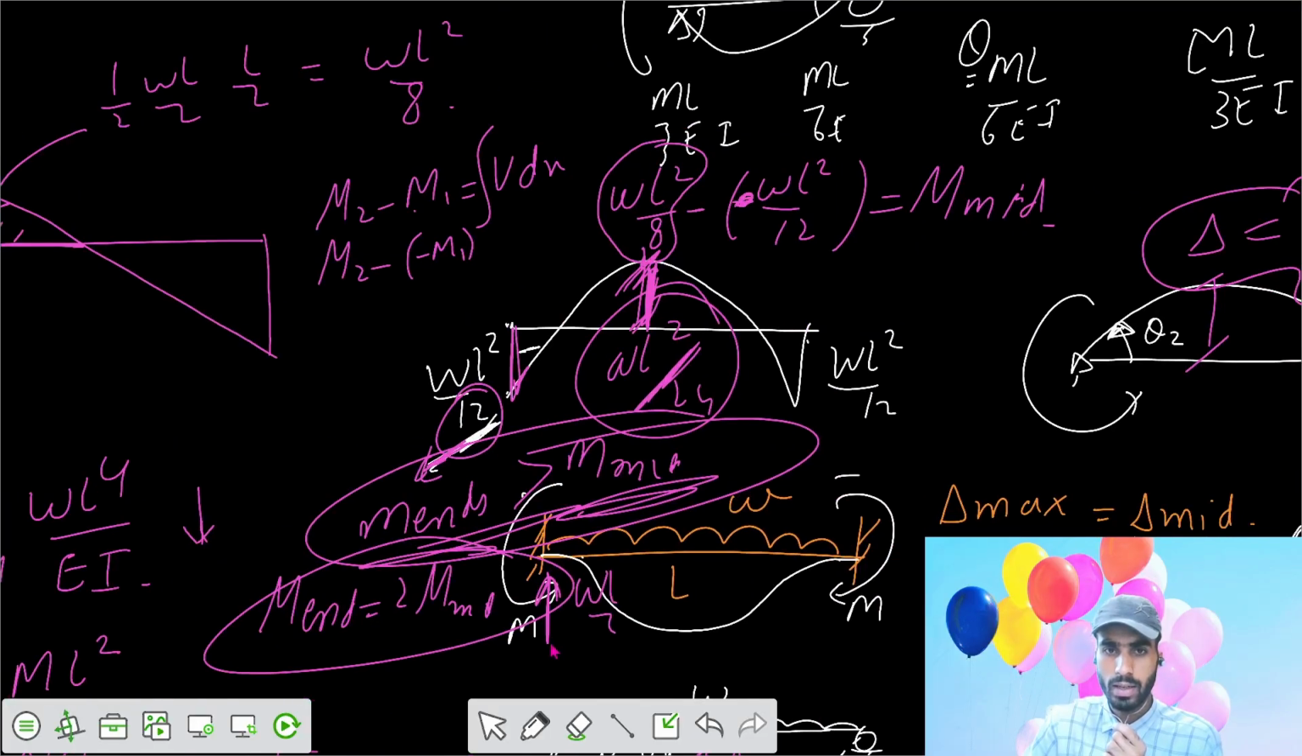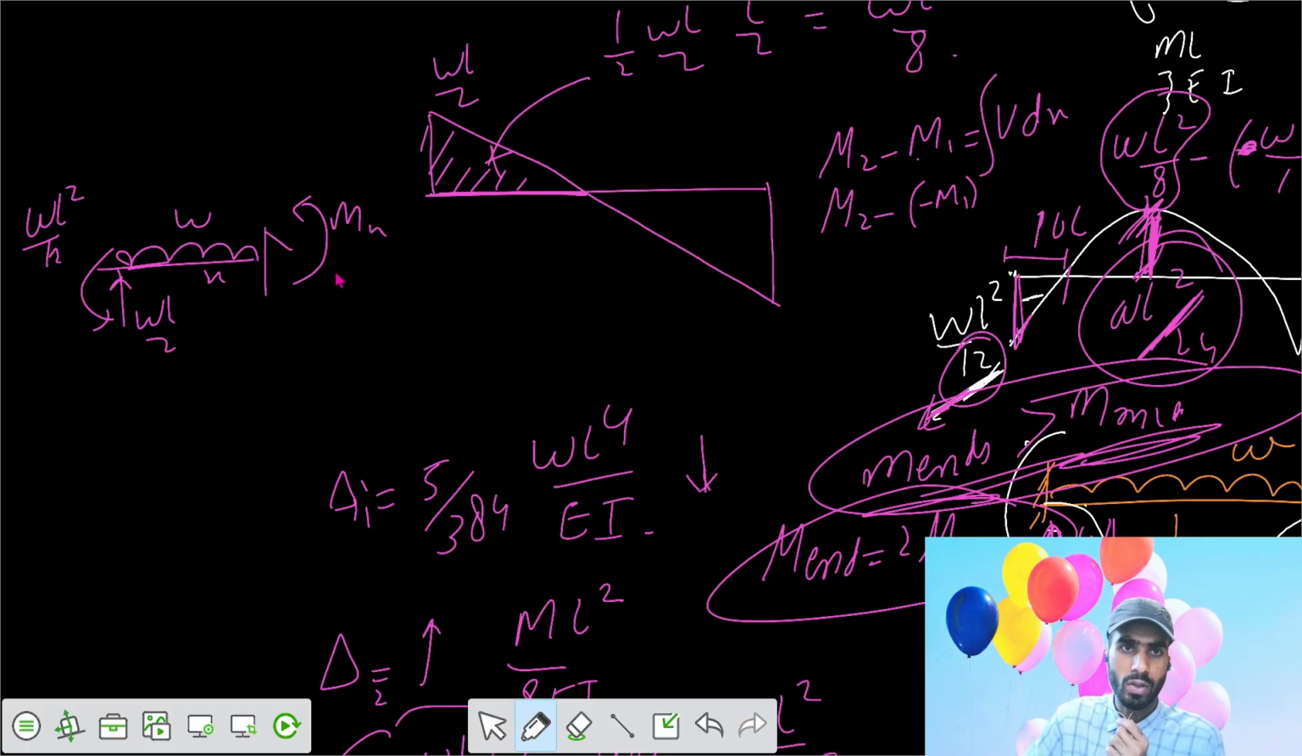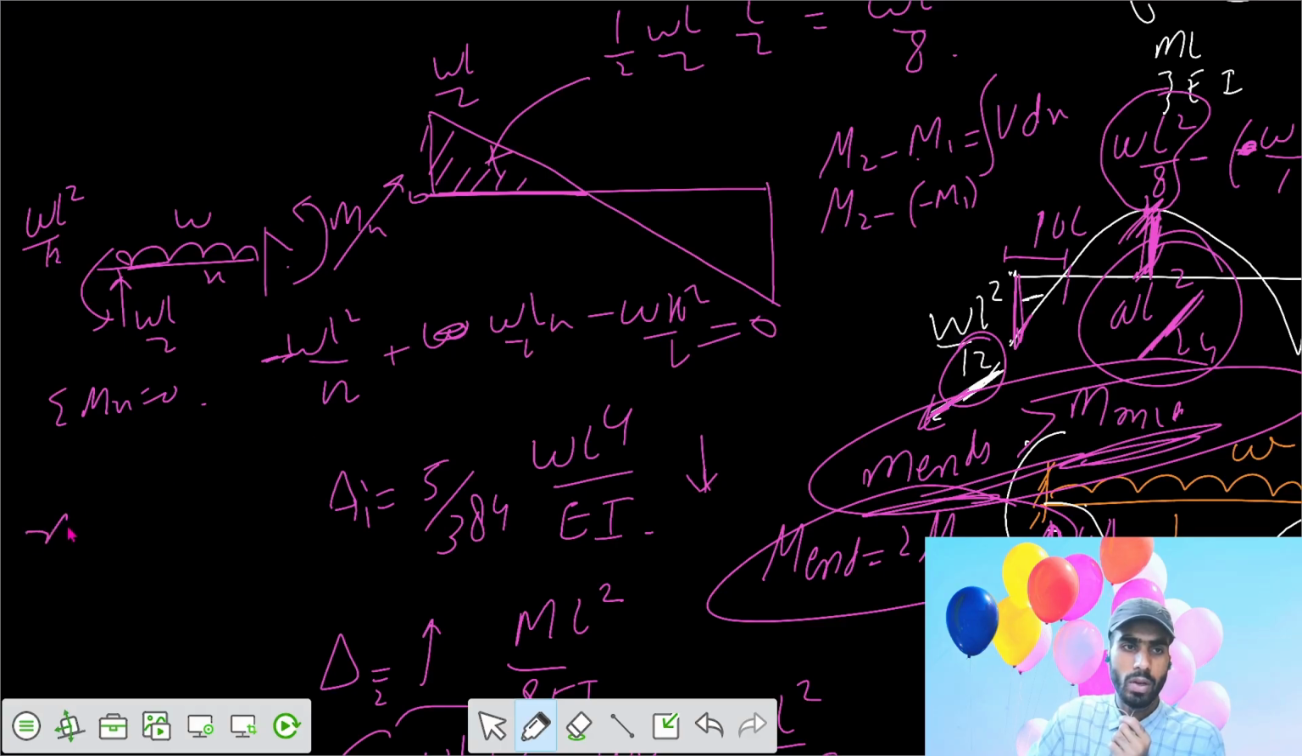If you want to see why, it cuts the section here, and this is your point of counterflexure. To calculate the point of counterflexure, we have a fixed end moment of WL square by 12, a shear force of WL by 2, and a UDL of W into X. The moment at the section is Mx, that's also 0. So we write summation of moments at x equals 0: WL square by 12, with the sign negative, plus WL by 2 into x, minus WX square by 2 equals 0. We can get the value of x from that.